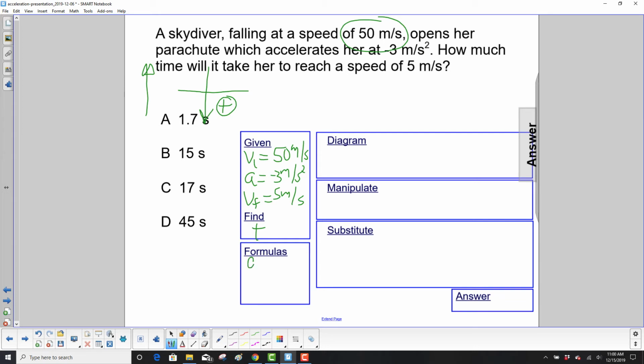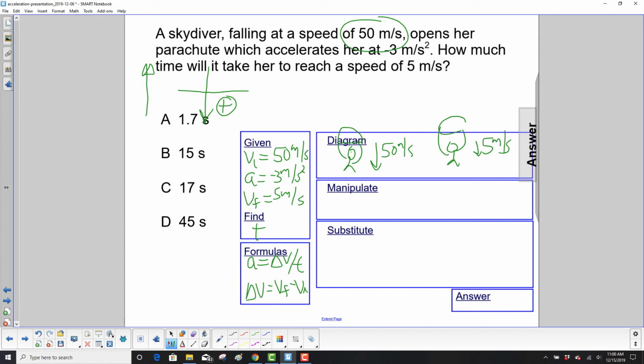So our formula's going to be A, acceleration is delta V over delta T, or just T, and delta V, of course, is V final minus V initial. So our picture, here's the person with the parachute, right, initially falling at 50 meters per second, and then at some time later, here's the parachute again, only at 5 meters per second.